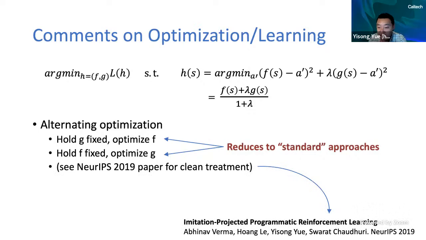If you're interested in a clean treatment of this idea framed as a form of constrained mirror descent, I invite you to check out our NeurIPS 2019 paper, which studied it from this perspective.